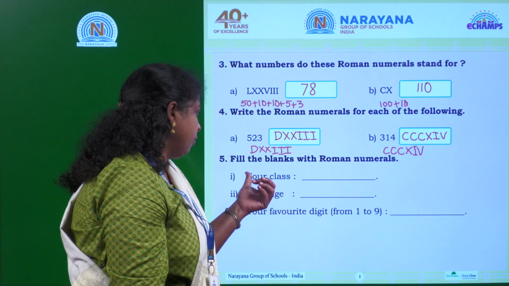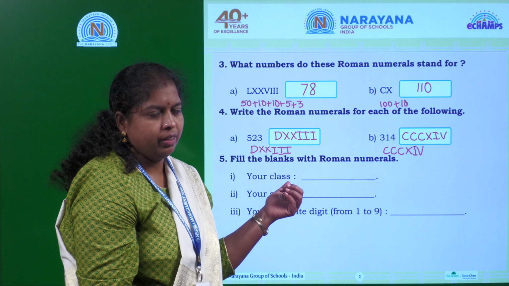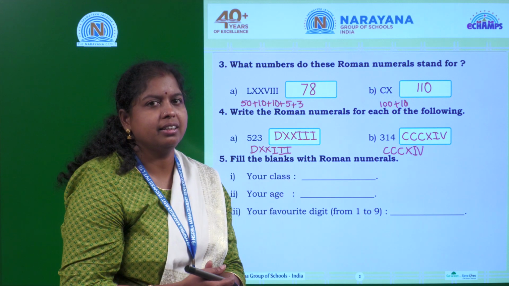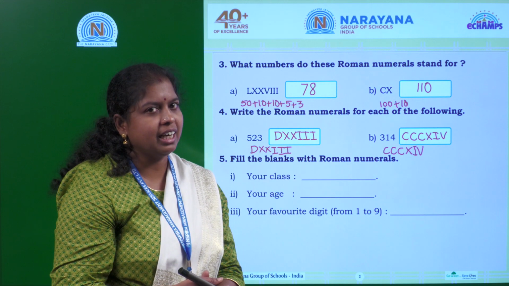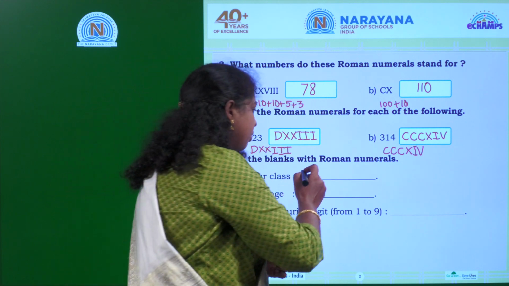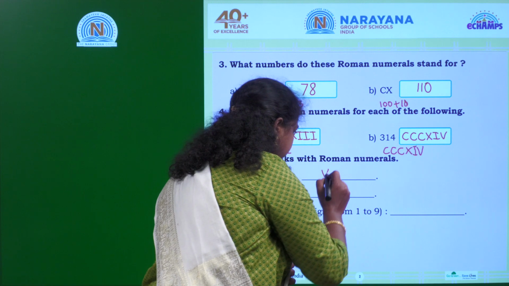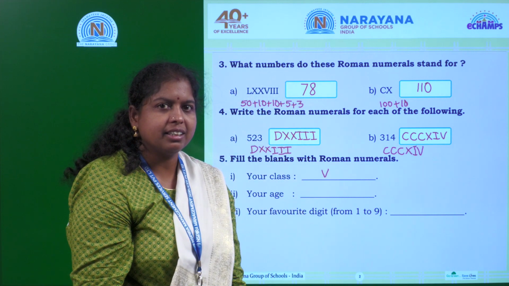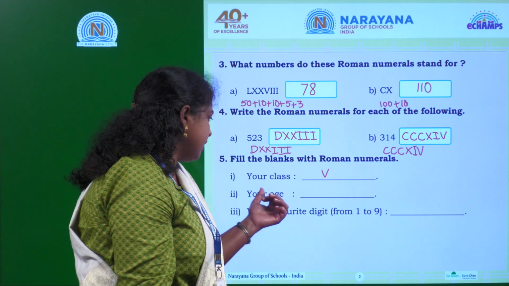Let us see. First one, your class. In which class are you studying, children? You are studying in 5th class. So, how will you represent 5? The digit 5? You have to write V. How will you represent the digit 5? V. What is the next question?